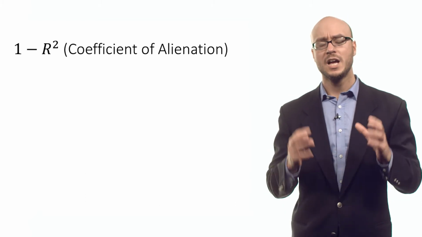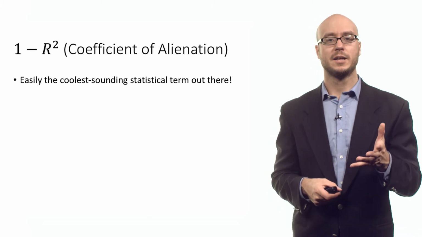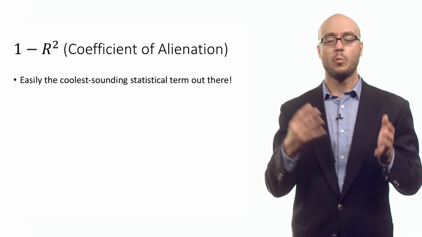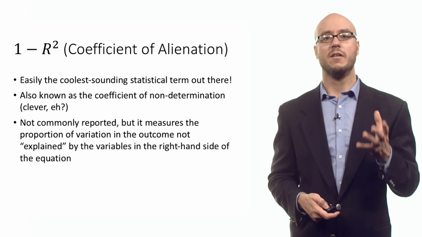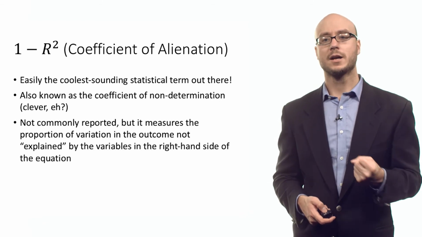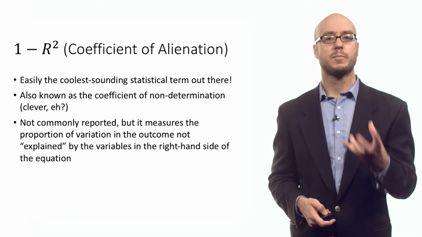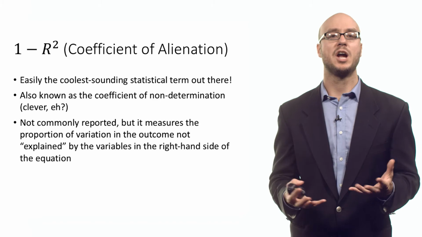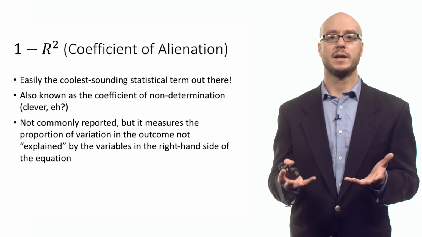A related measure is something called the coefficient of alienation. I like it because it sounds cool. It's 1 minus r squared, and it's sometimes known as the coefficient of non-determination. It's not commonly reported, but it is a similar measure. It measures the proportion of the variation in the outcome that is not accounted for, not explained by the variables in our model, by those variables on the right-hand side of the equation.